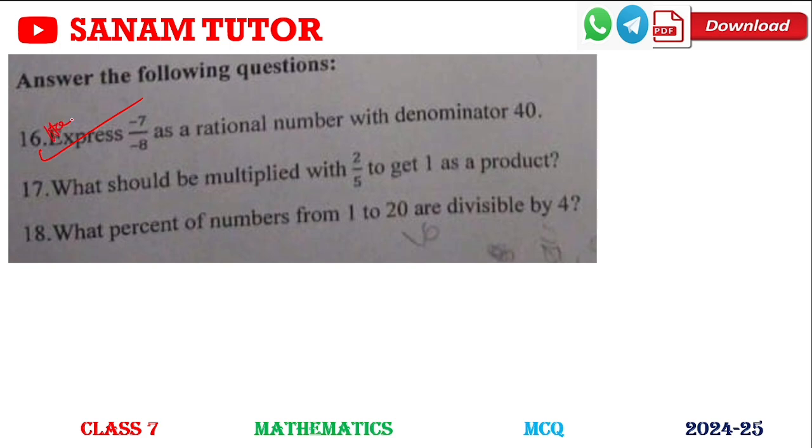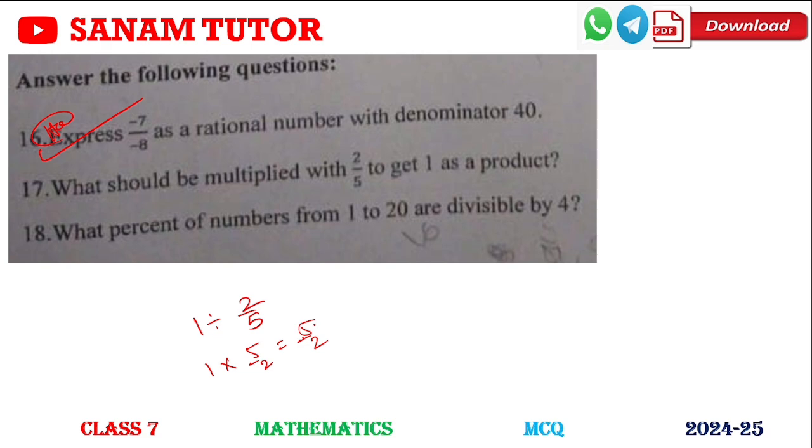What should be multiplied by 2 by 5? Suppose we multiply 2 by 5 to get 1, which means divide: 1 divided by 2 by 5. So 1 multiplied by 5 by 2 is 5 by 2. Because we know that if a number is multiplied with its reciprocal, it equals 1. So the reciprocal of 2 by 5 is 5 by 2.